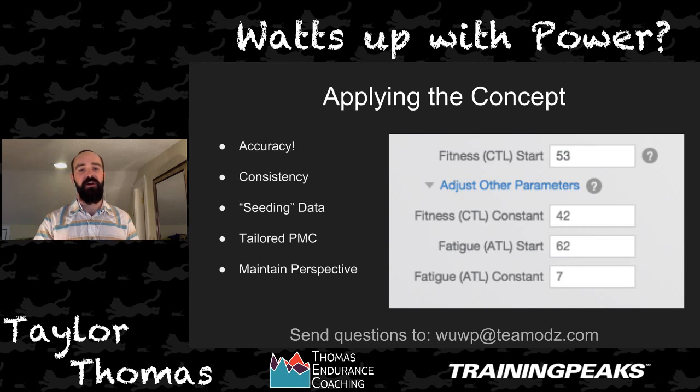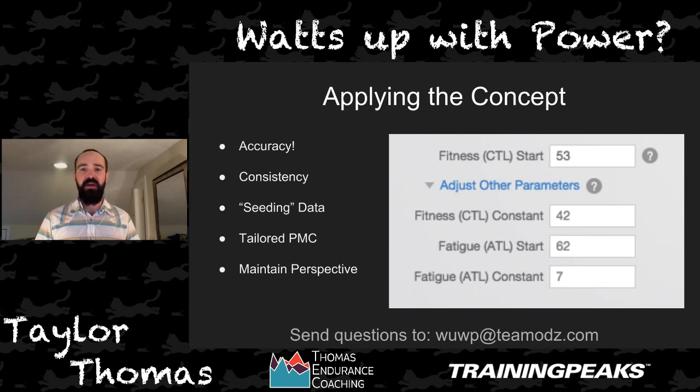So if you're new to power and you don't have any historical data or a tremendous amount of historical data, then you can seed the data. You can enter in some numbers to provide a starting place. Usually, the best way to do that is to make CTL and ATL the same, and that produces a TSB of 0. So basically, you're just kind of starting in the middle.